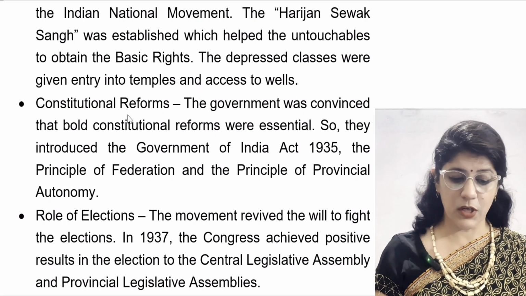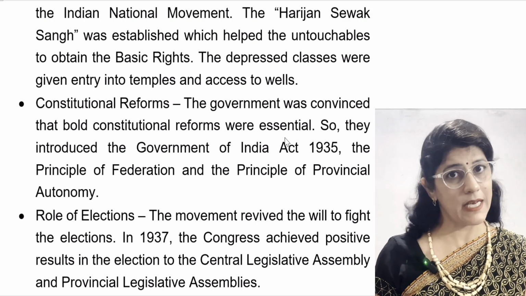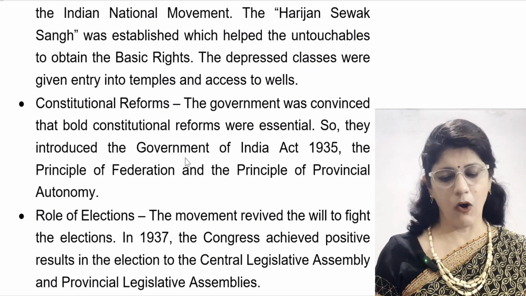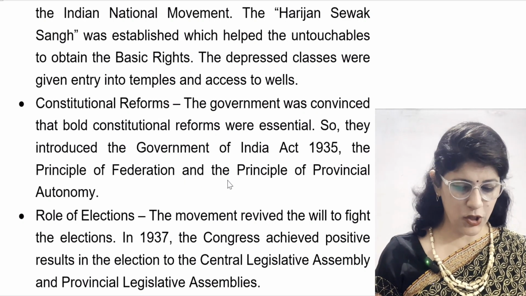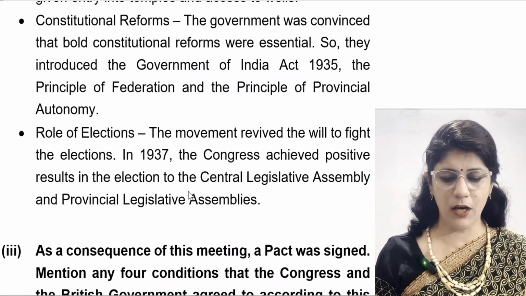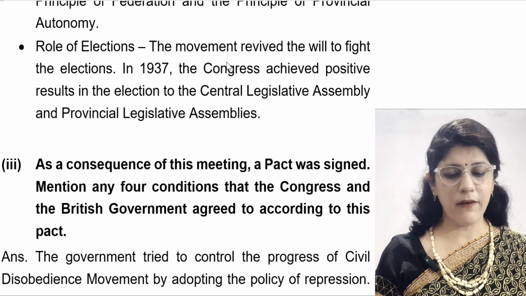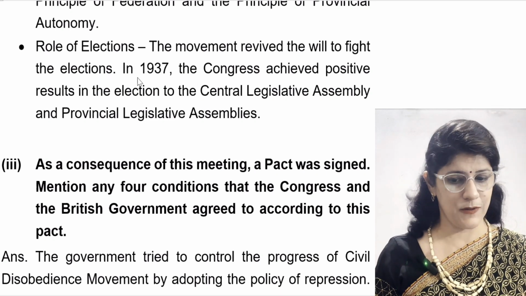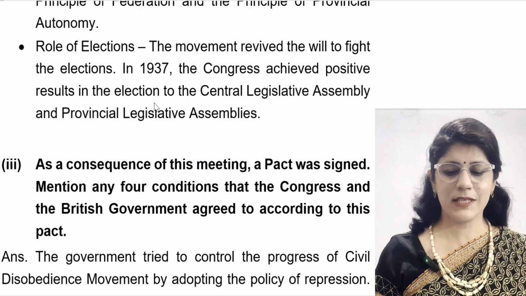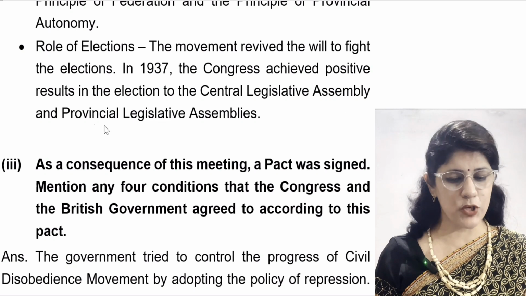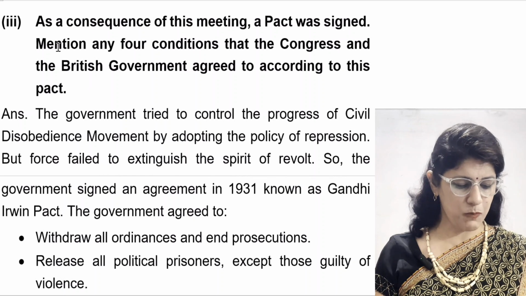Next is constitutional reforms. The government was convinced that bold constitutional reforms were essential. So they introduced the Government of India Act 1935, the principle of federation and the principle of provincial autonomy. Next is role of elections. The movement revived the will to fight the elections. In 1937, the Congress achieved positive results in the election to the Central Legislative Assembly and Provincial Legislative Assemblies. Any 3 impacts you need to write in this part.